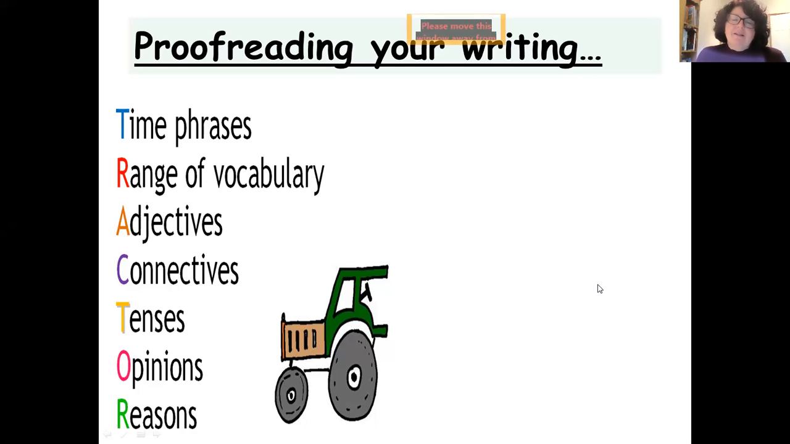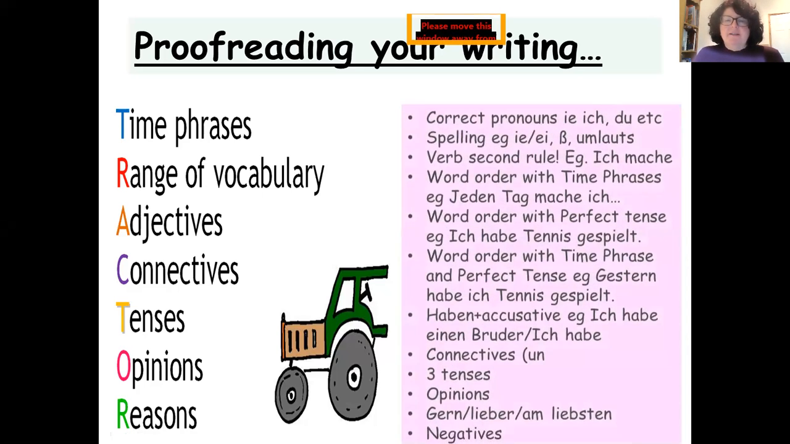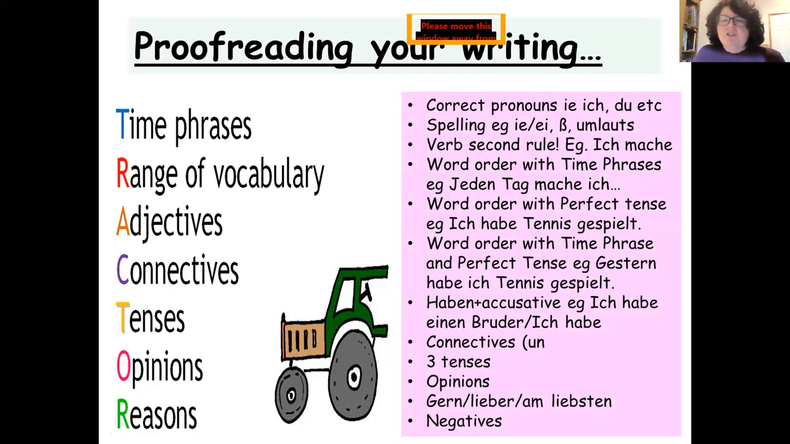Okay, zum Ende, I'm going to just go over proofreading your writing. So we've talked about our target and the key things that you need to include in your writing. And let's have a look now at what you need to check once you've done your writing, okay? So check your pronouns, please. Have you written down your pronoun, the ich, du, er, sie, es, etc.? Check your spelling, okay? So especially EI and IE, so die Biene. Can you make sure that you haven't got those mixed up? Check your scharfes S, check your umlauts.